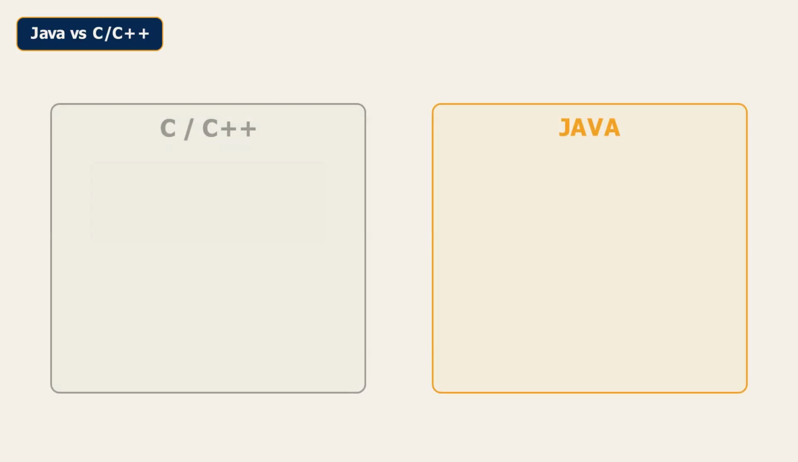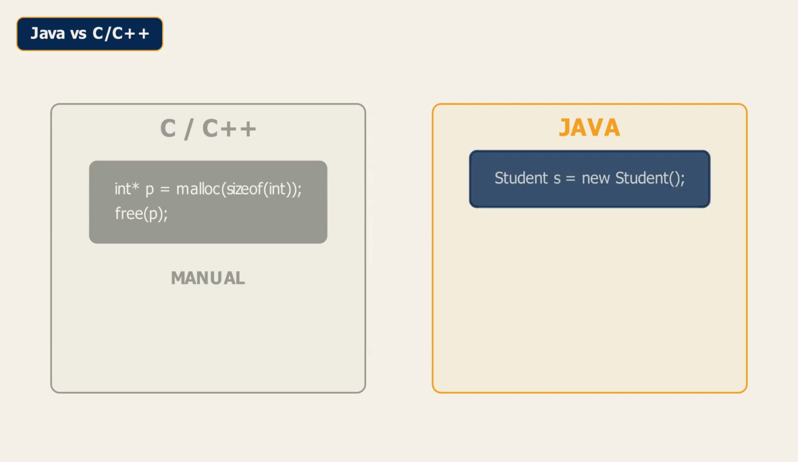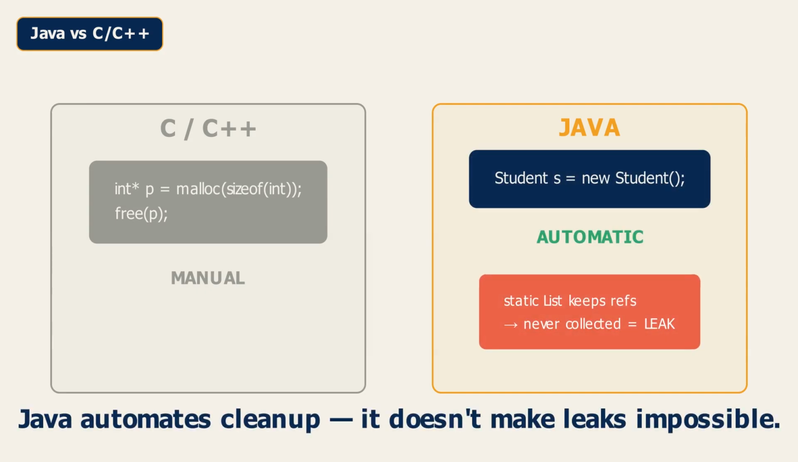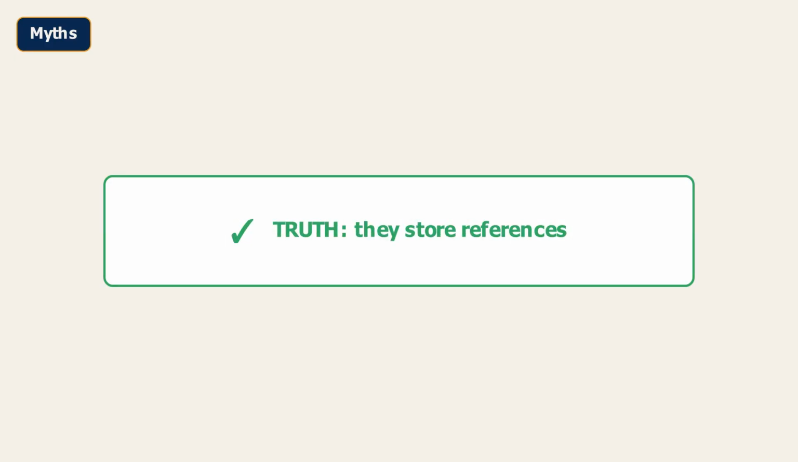In C and C++, you manually allocate and free memory, and if you forget to free it, you get a leak. In Java, you just write new, and the garbage collector handles cleanup for you. But here's something worth knowing. Java can still leak memory. It happens when an object is no longer needed, but something is still holding a reference to it, so the garbage collector can't touch it, for example, endlessly adding objects to a static list and never removing anything. Forever reachable, forever uncollectible.